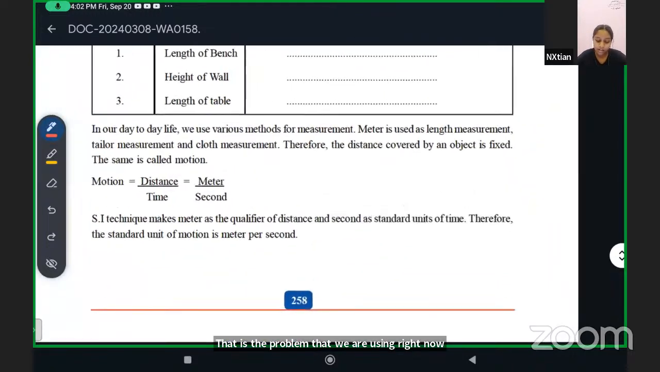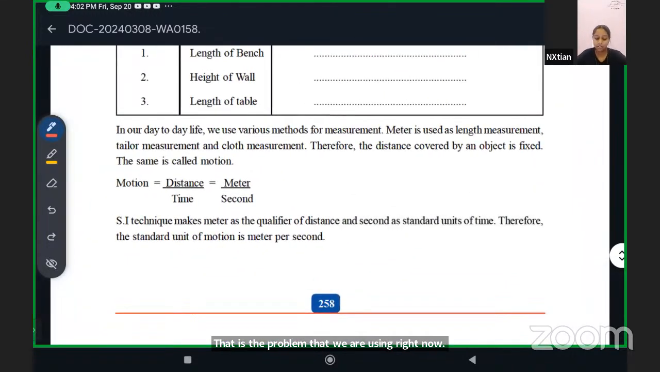Now, in our day-to-day life, we use various methods of measurement. Meter is used for length measurement, tailor measurement, and cloth measurement. Therefore, the distance covered by an object is fixed. Now, the same is called motion. The distance covered by an object is also known as motion. We just studied this at the beginning of the chapter, right?